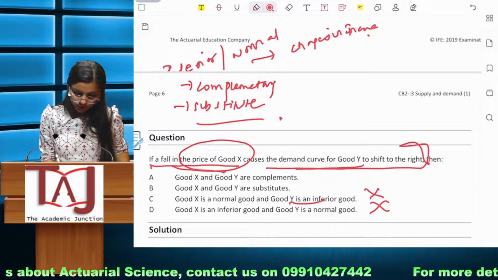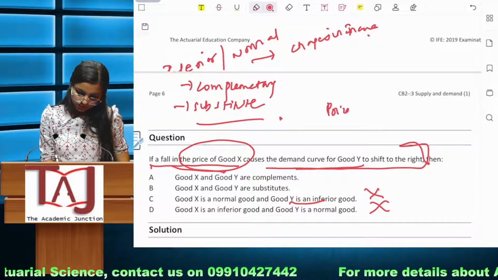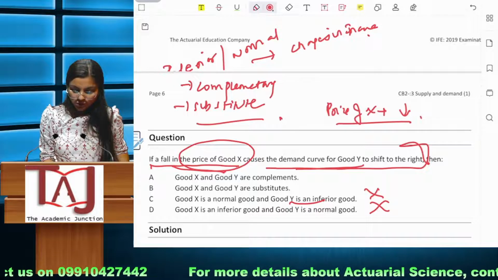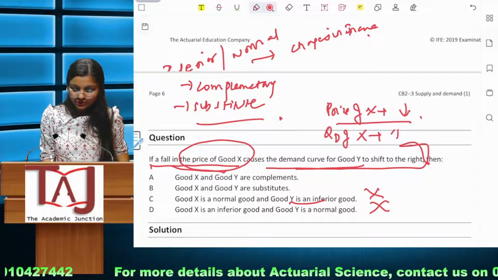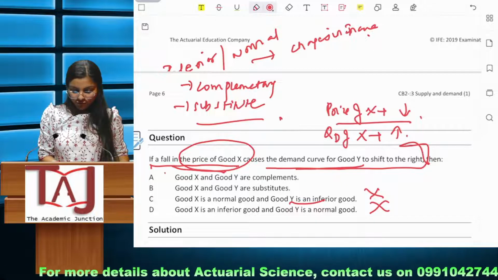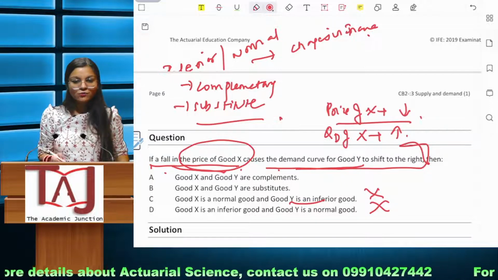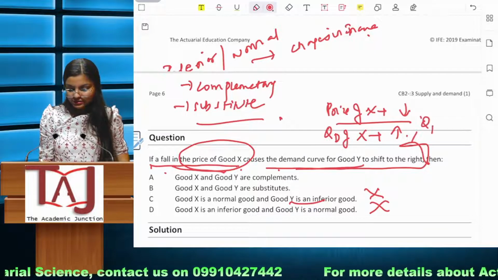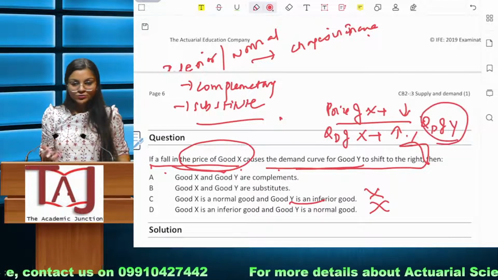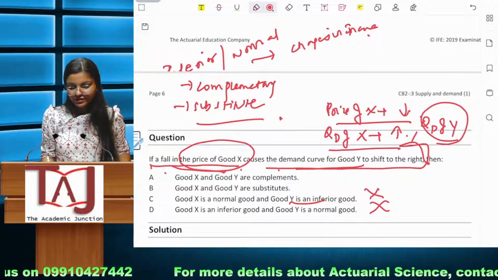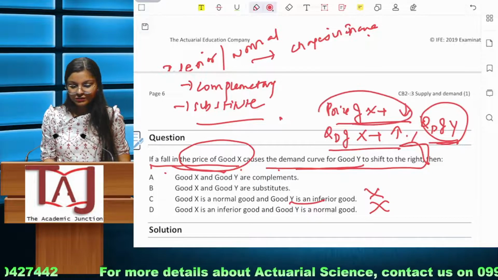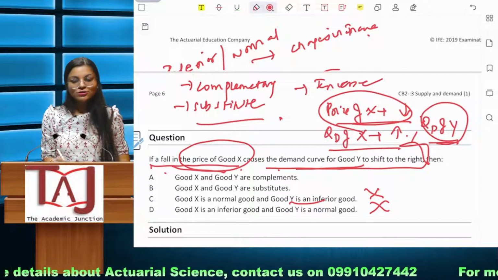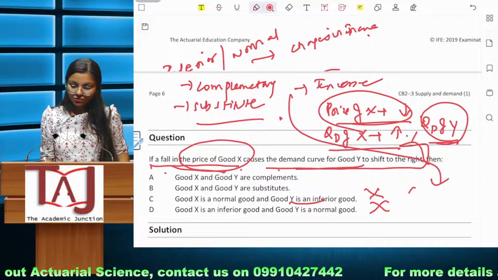Fall in the price of good X. So price of X is falling. You know, if price of X falls, quantity demanded of X rises. Now, if fall in the price of good X causes the demand curve for good Y to shift to right, that means there is an increase in quantity of good Y. So what is happening is quantity of good X is rising, quantity of good Y is rising as a result of decrease in price. So we have inverse relation. In which case is there an inverse relation? In case of complementary.